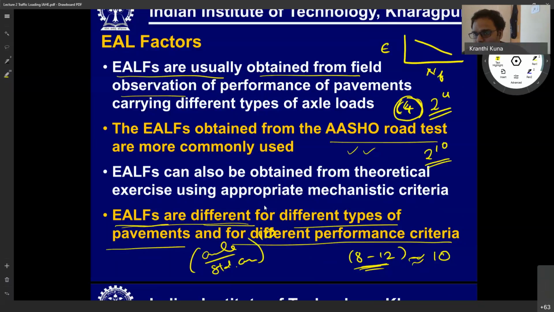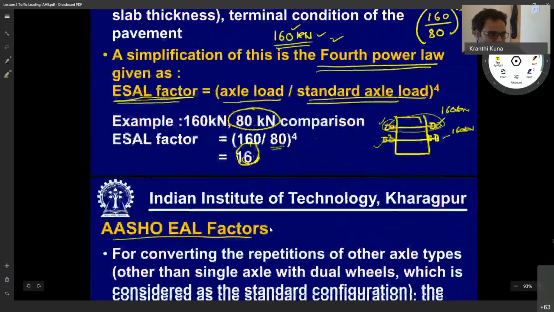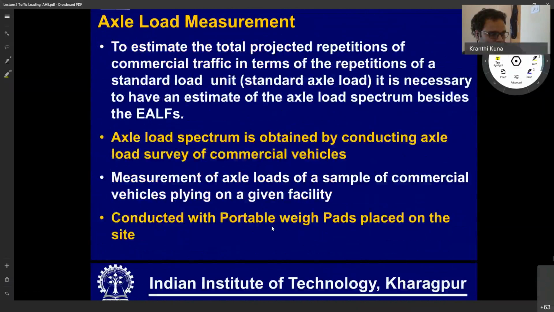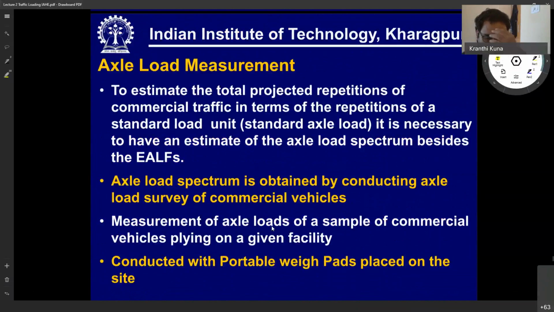That's why for very heavy loads, the damaging effect for the concrete will be very high. So this is what we call the damaging factor or equivalent axle load factors.